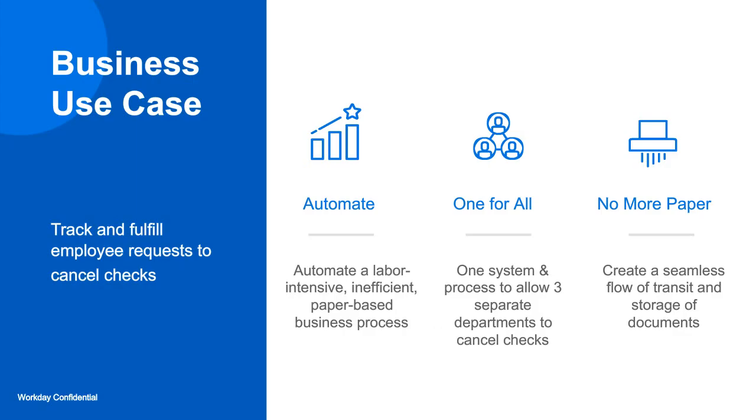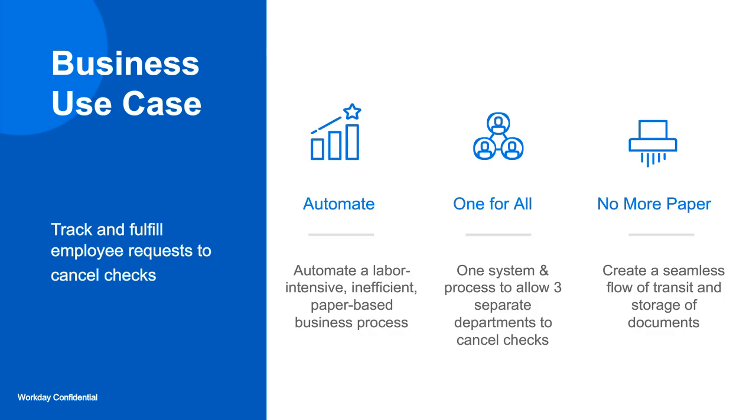So business use cases, what we wanted to do, first of all, is track and fulfill employee requests to cancel checks. So we wanted to automate a labor-intensive, inefficient, paper-based business process. We also wanted to have one system for 3 different departments. So we have financial aid, we have cash management, we also have payroll, and we have accounts payable. We also wanted to get rid of the paper, no more paper. So we created a seamless flow of transit and storage of documents using the request framework.